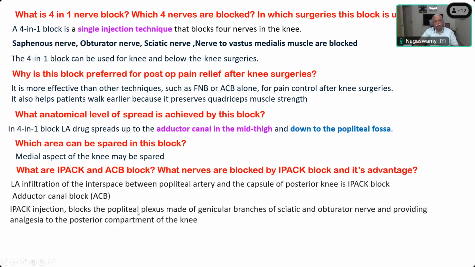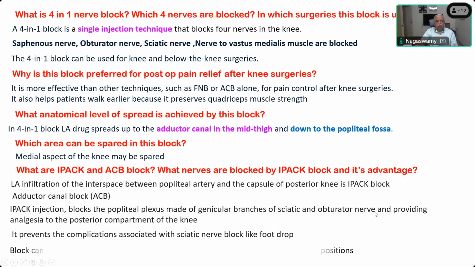IPACK injection blocks the popliteal plexus, medial to the genicular branch of the sciatic and obturator nerve, providing analgesia to the posterior compartment of the knee. Okay. It prevents the complications associated with sciatic nerve block like foot drop. And the block can be performed in supine position without need to change to lateral or prone position. That is the advantage of these 2 blocks.